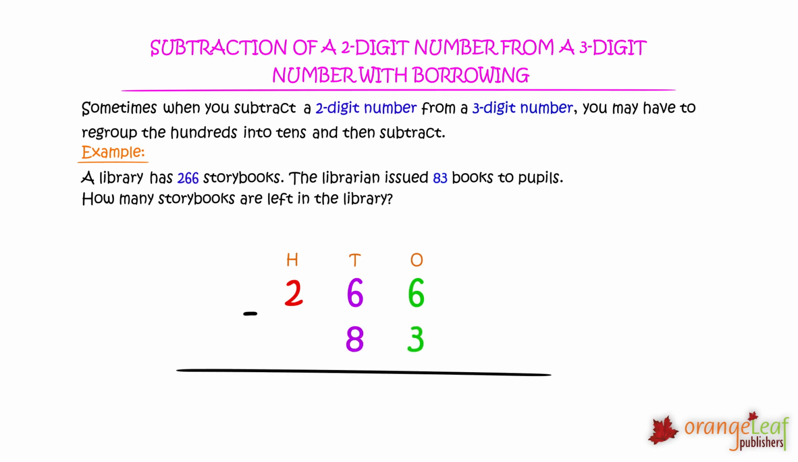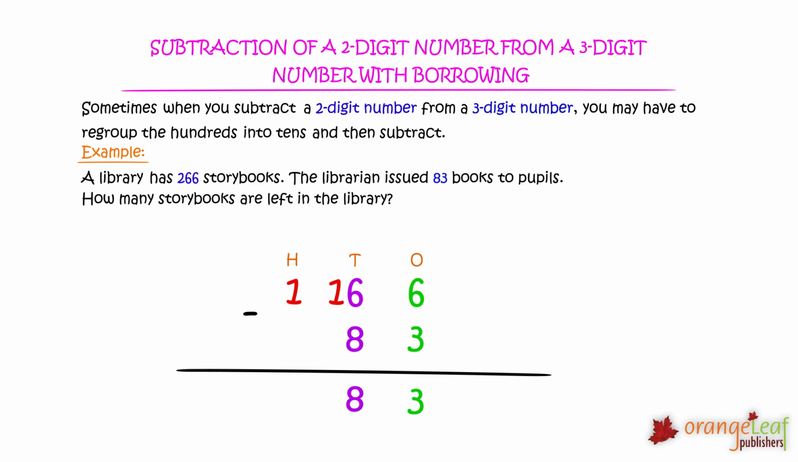Step 1. Subtract the ones. 6 minus 3 is equal to 3. Write 3 in the ones place. Step 2. Subtract the tens. 6 minus 8. But 6 is not enough. Therefore, we borrow 1 from the hundreds place. Cancel 2 and write 1. And take 1 and write it beside 6 in the tens place. 16 tens minus 8 tens is equal to 8 tens.